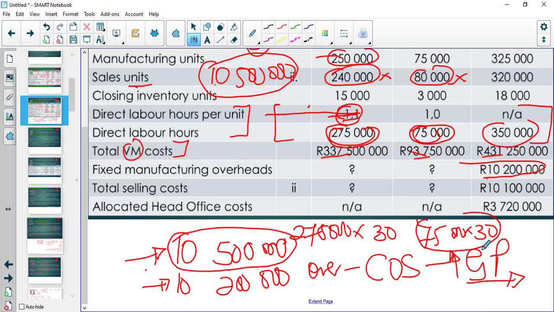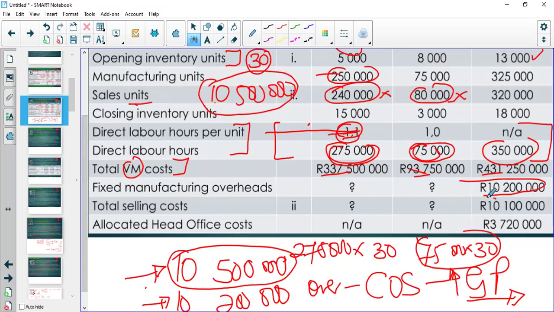But let me see what else I need before I go. The total selling costs is 10,100,000. For an actual costing statement using absorption costing, there's no need to distinguish between the variable and the fixed. Really, there's no need. But I do see sometimes the lecturers split into variable and fixed. Then the allocated overheads, we have them as a cost. Basically that's everything. Then we come to closing inventory units. Very important.